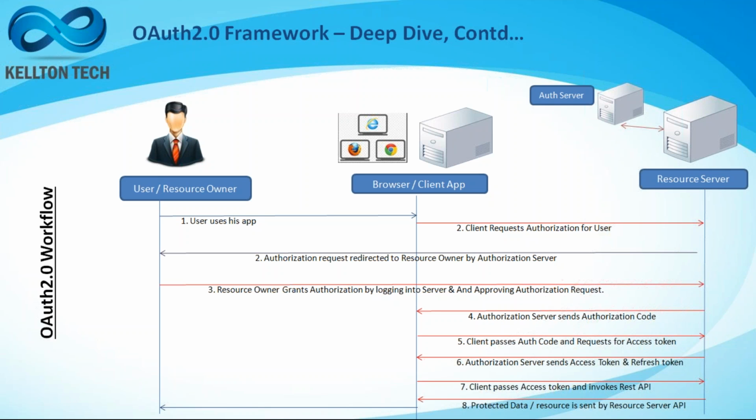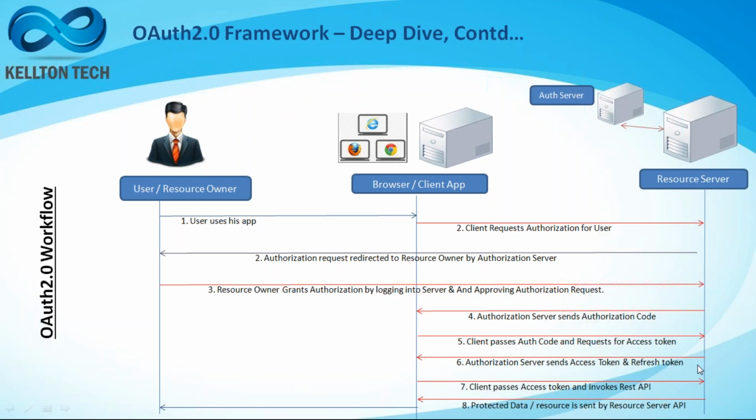So let me redirect your request to the author of these photos. The authorization request is redirected to the resource owner by the authorization server, and that's where the resource owner grants the authorization by logging into the server. This is where the user is directly logging into the server where he has his photos. He is authenticating himself: yes, I am the owner, and here is my user ID and password, and then approving the authorization request.